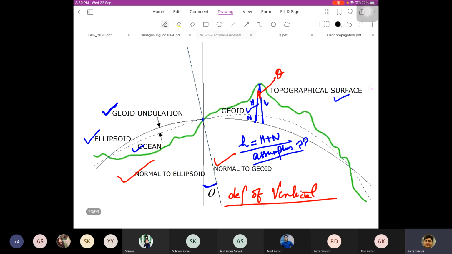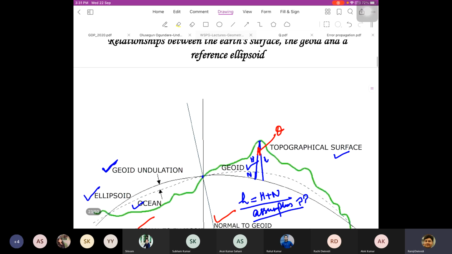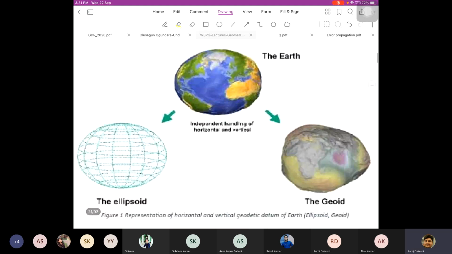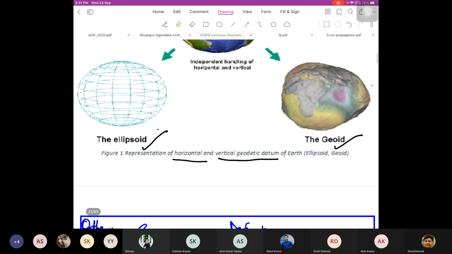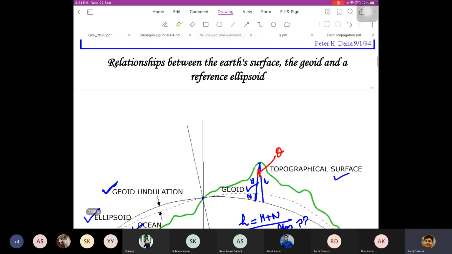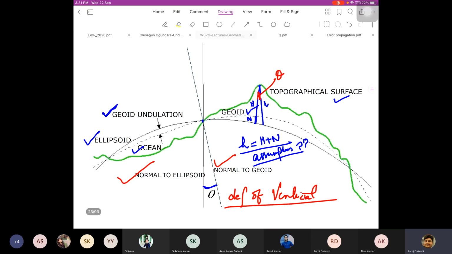In fact, in one of the slides also, I have told you that you can represent the Earth by two. In the previous slide, yes, here you have represented the Earth by ellipsoid and geoid: the representation of horizontal and vertical geodetic datum of Earth, that means ellipsoid and geoid. This is very important: you need to understand that the difference between normal to ellipsoid and normal to geoid is the deflection of vertical.